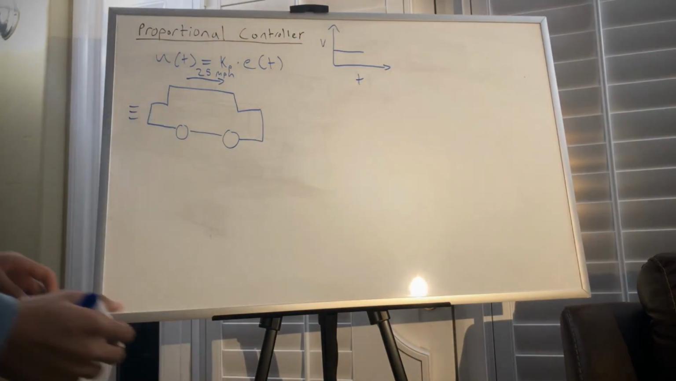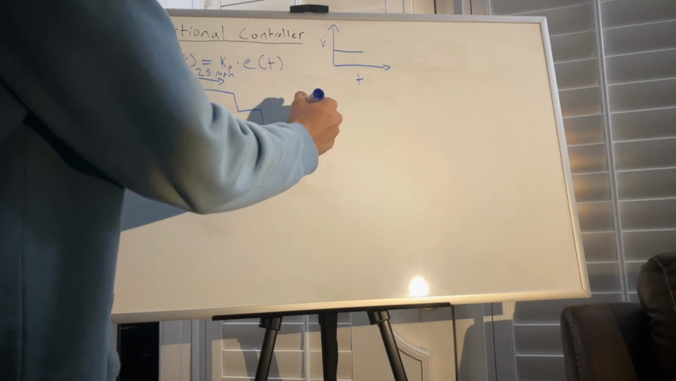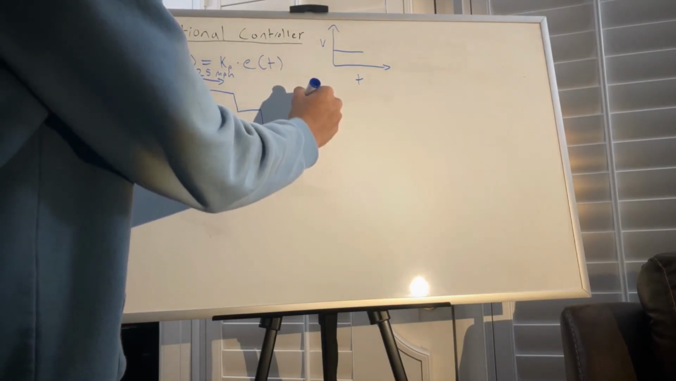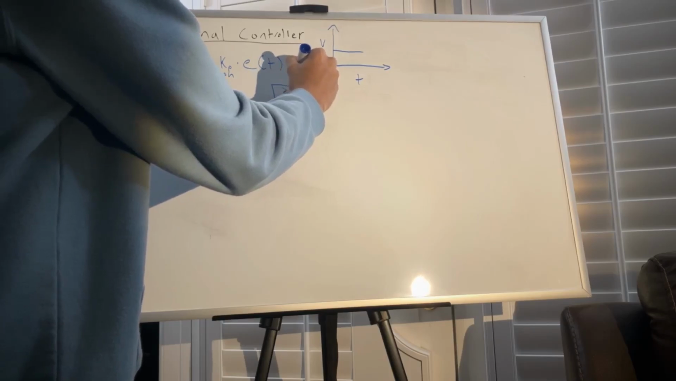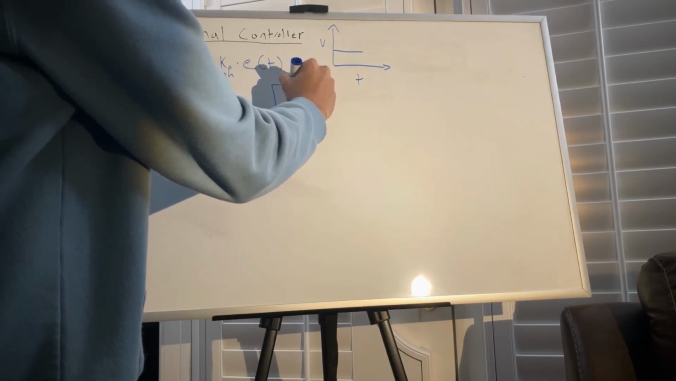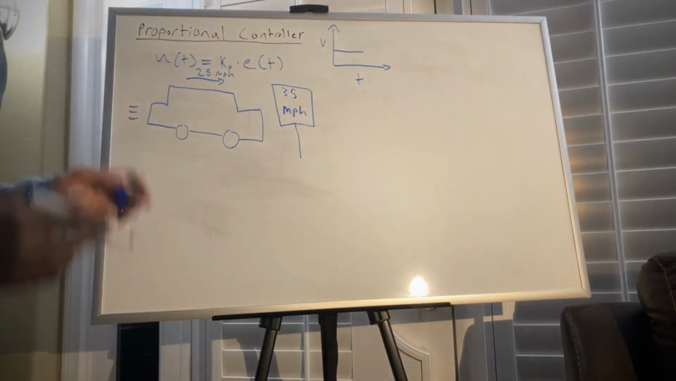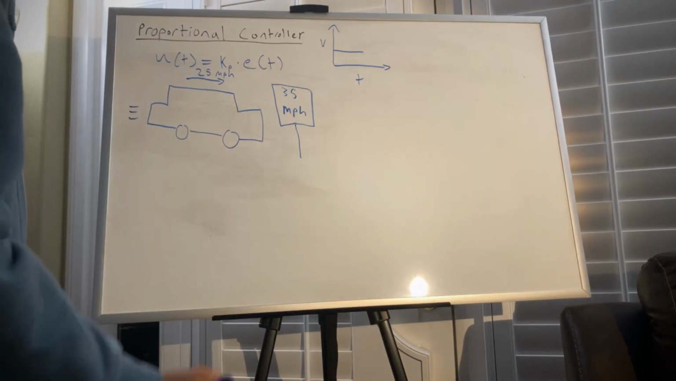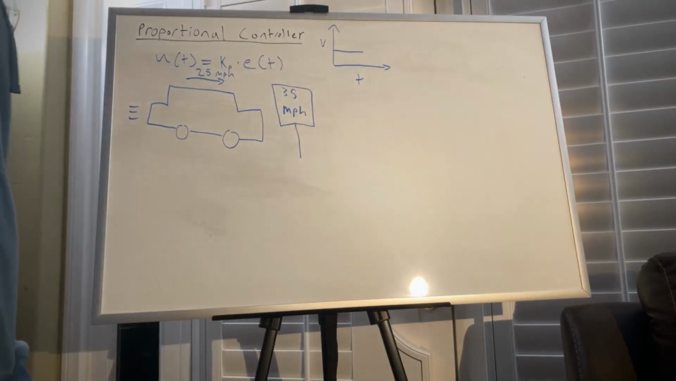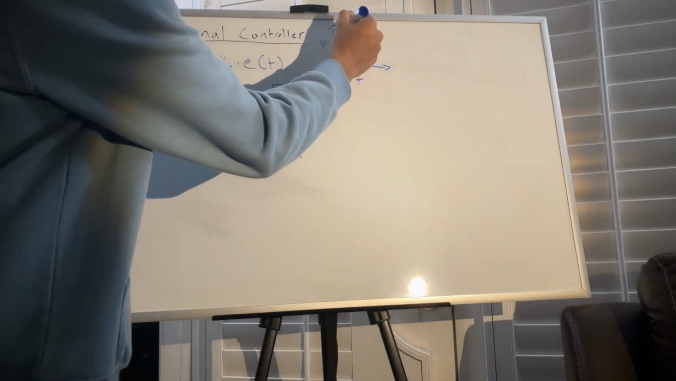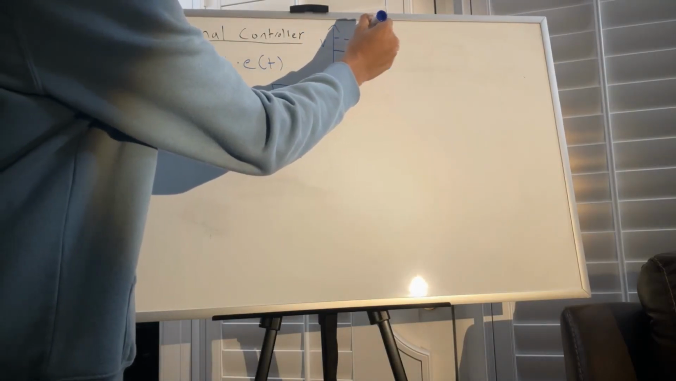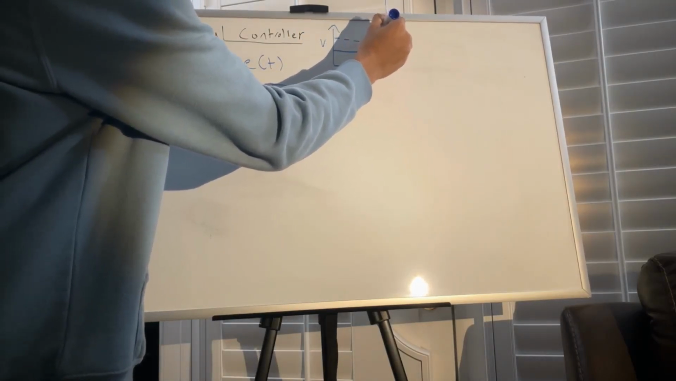So let me draw this out. This is our speed limit. Our speed limit is 35 miles per hour, and we want to be driving exactly the speed limit. So obviously 35 miles per hour is larger than 25. So our desired set point, 35 miles per hour, is going to be above this 25. So this is our set point.